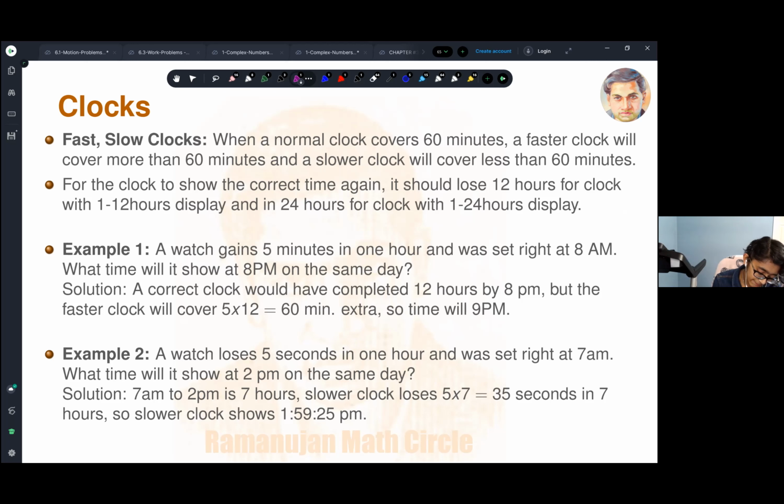And so in 7 hours, you have 35 seconds lost. So the slower clock, at the actual time of 2 p.m., will show 1:59 and 25 seconds p.m.